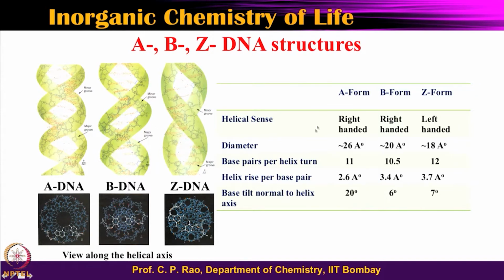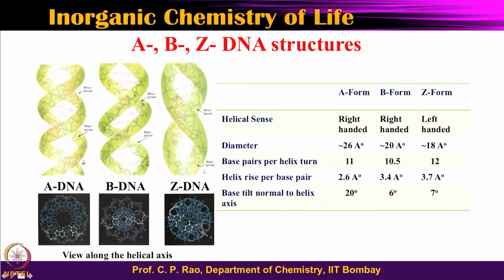So, these are some of the differences that come for these 3 kinds of structures, and to tell you that these A, B and Z kinds of structures are interconvertible by changing certain conditions.